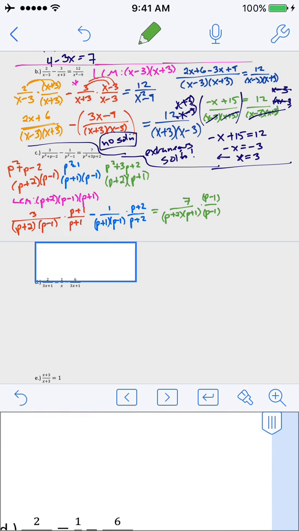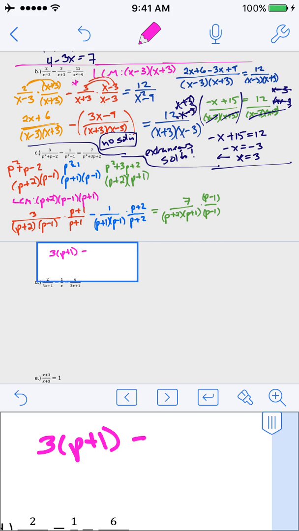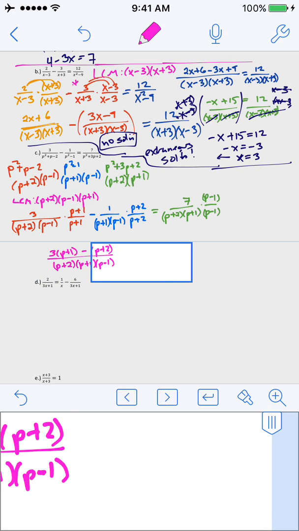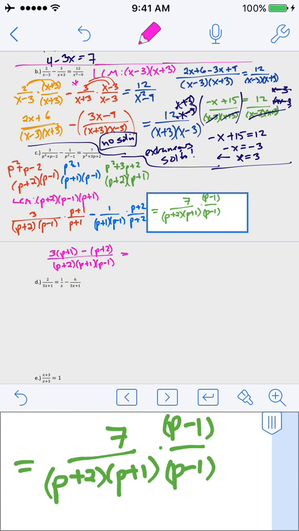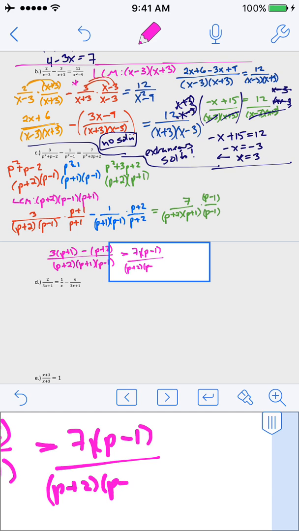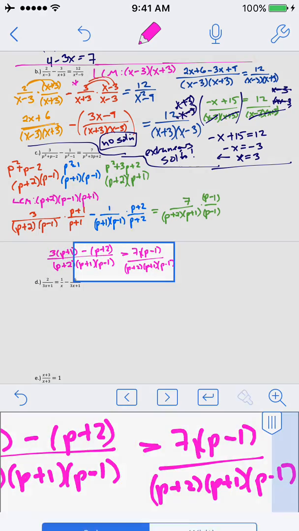So I'm going to combine these two together from the get-go. I have 3 times p plus 1 minus p plus 2, all over p plus 2, p plus 1, p minus 1. And that is equal to, since the other side was also missing a factor, I still have to multiply. So I have 7 times p minus 1 over p plus 2, p plus 1, p minus 1, right? I can multiply by the denominators on both sides. That ends up canceling.